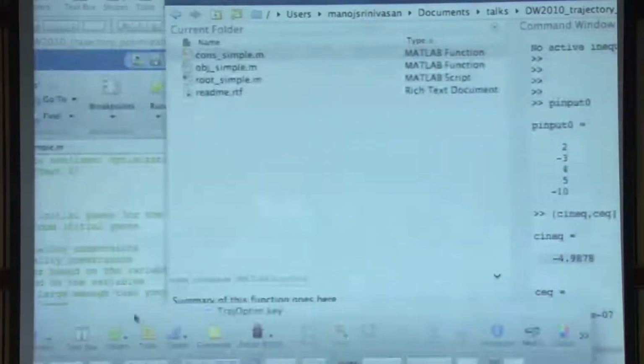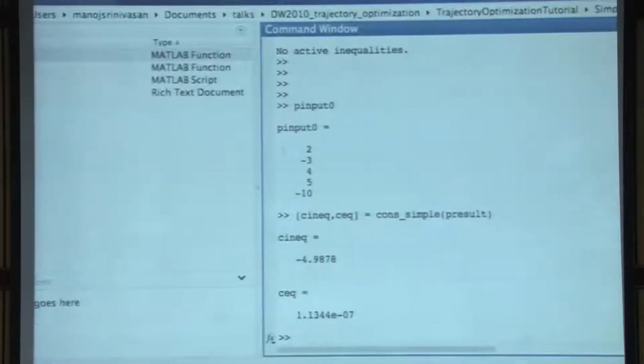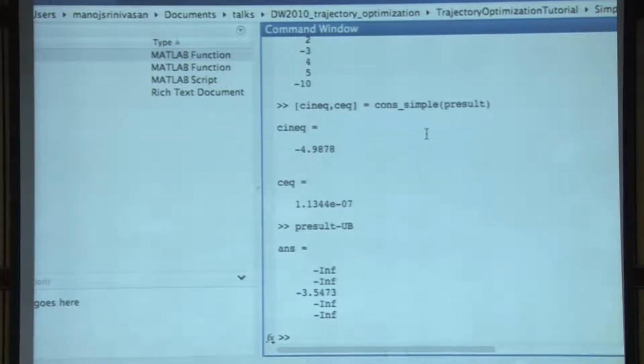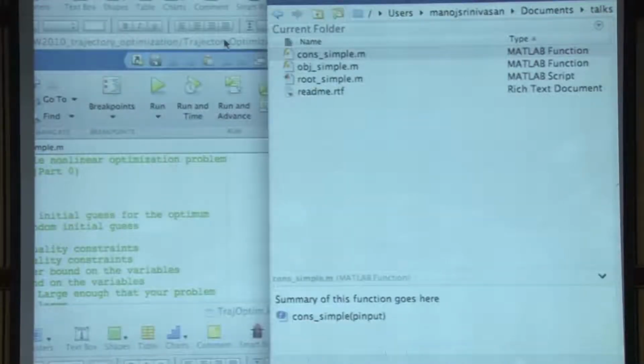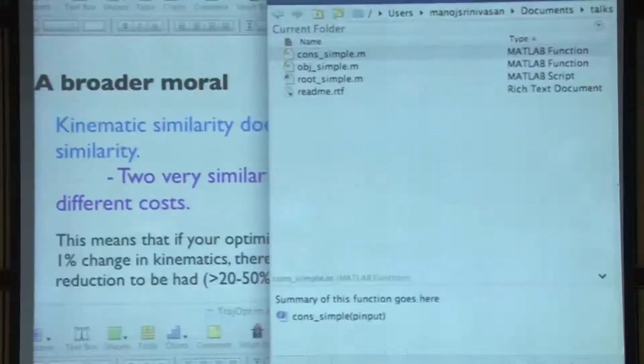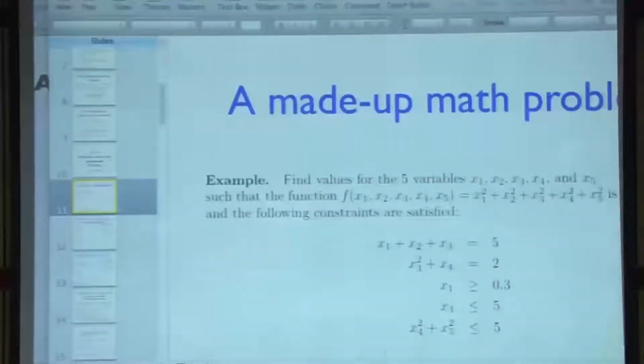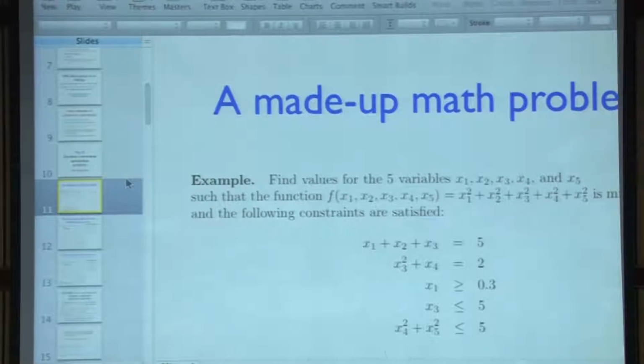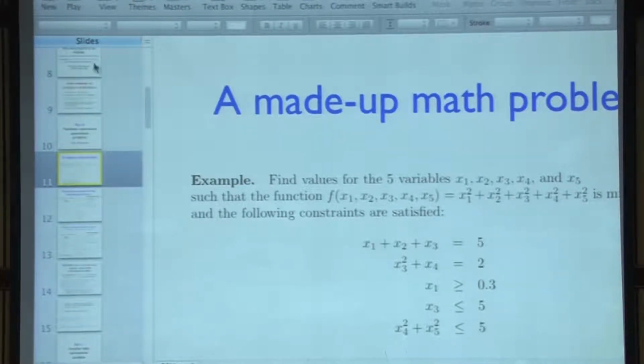And you can check if P input is P result is every one of P input is less than or equal to every one of UB, which it is, right? So you do P result minus UB, everything is negative, so that's all good. And so on. You can check all the constraints. Okay, so that's a very simple optimization problem, and fmin_con enables it. And fmin_con is pretty good at solving these really simple constraint optimization problems.